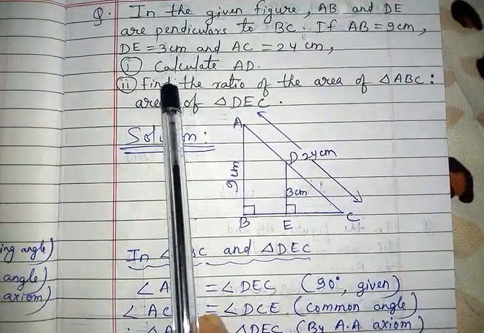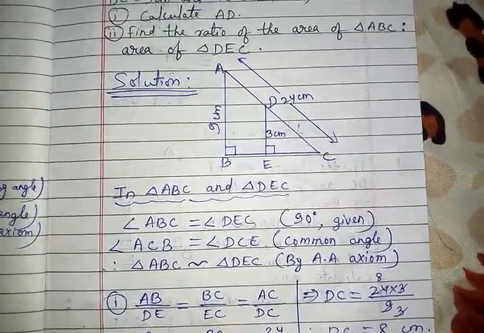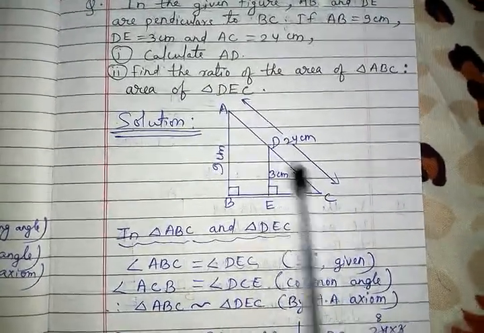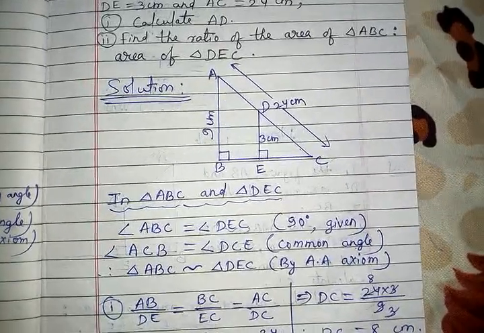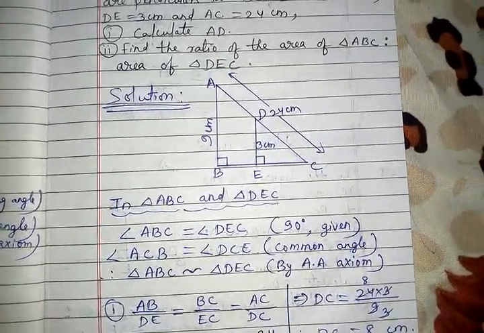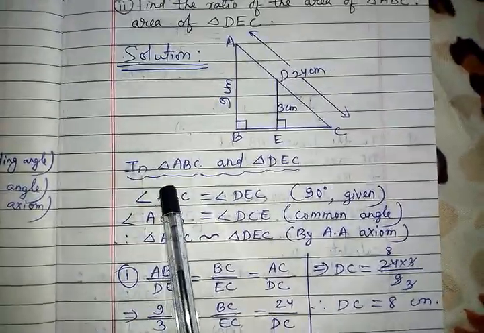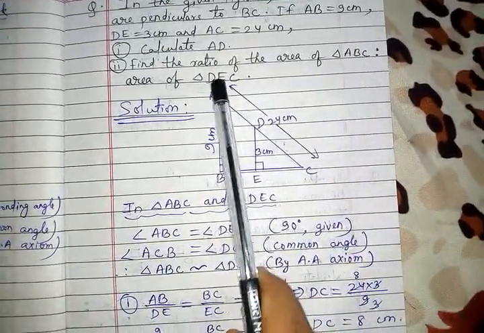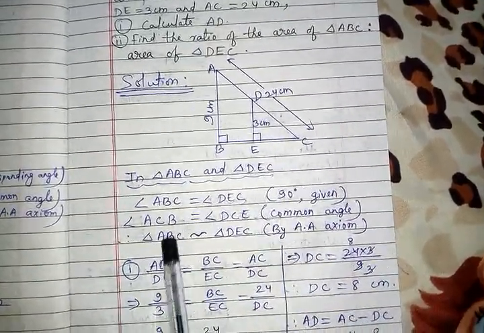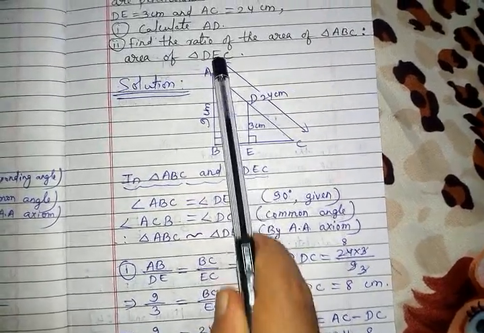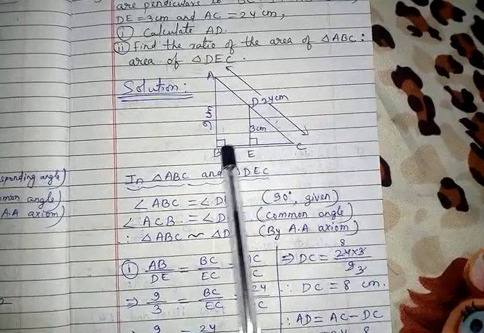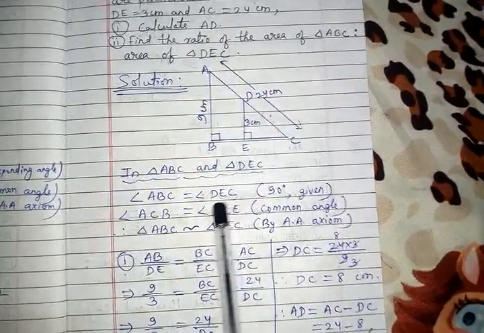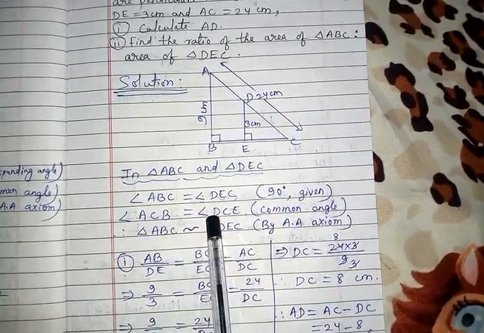Before we start the proportionality theorem or area theorem, we need to prove that these two triangles, triangle ABC and triangle DEC, are similar. Without proving that, we cannot use both the formulas. So let us begin with that. In triangle ABC and triangle DEC, angle ABC is equal to angle DEC. You can see both are perpendicular, that is 90 degrees. It is given in the question itself, so they are equal.